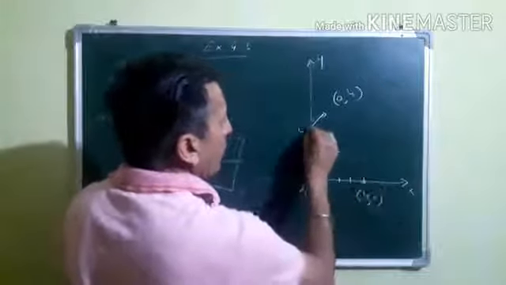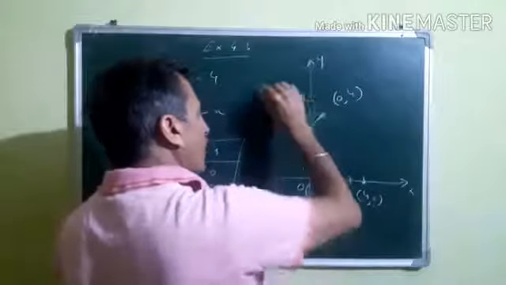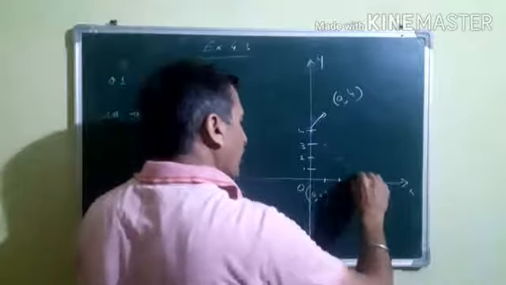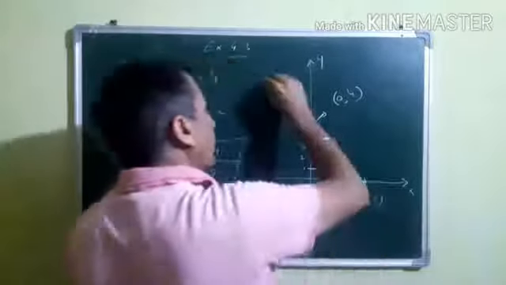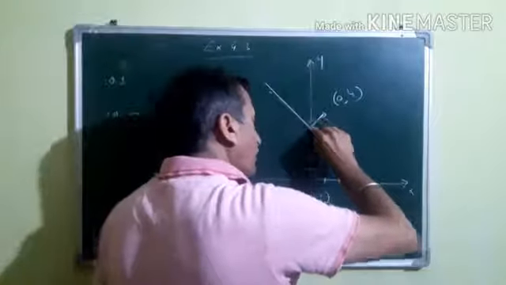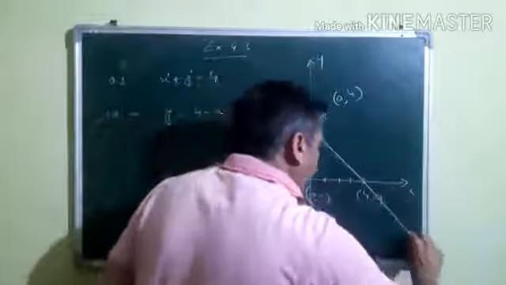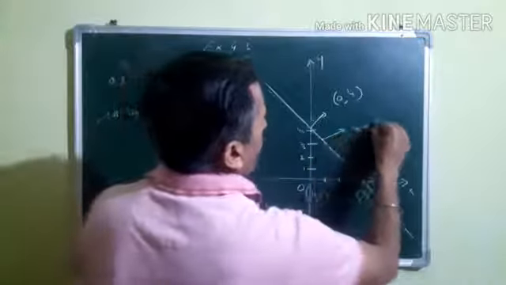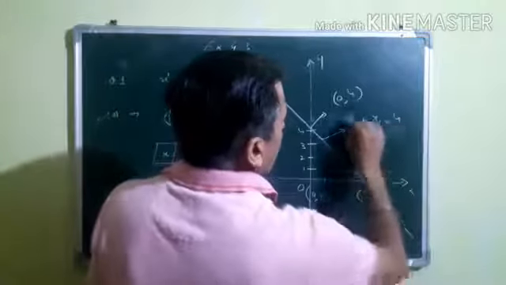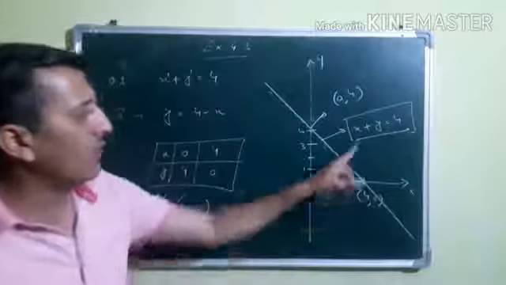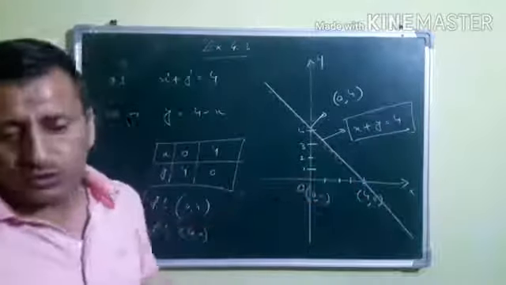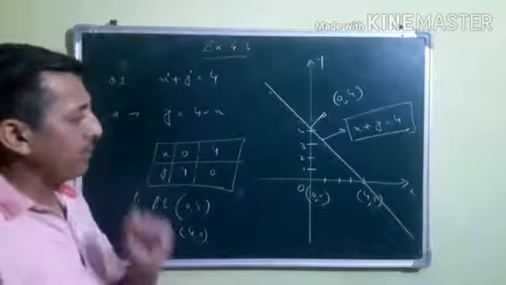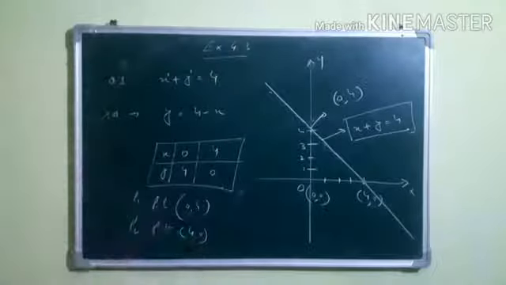Now with the help of the scale you can draw a straight line like this. This is your straight line that passes through 4 comma 0 and 0 comma 4. This is nothing but x plus y is equal to 4. This is a linear equation, and a linear equation is always a straight line. So this is the solution for your first part. Similarly, you can solve any equation.